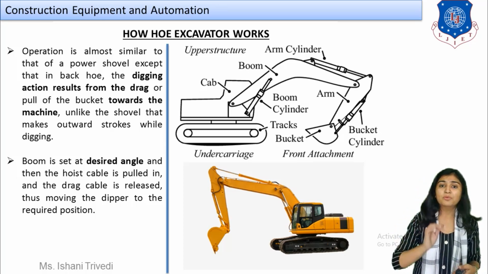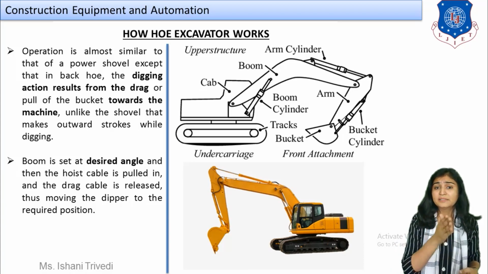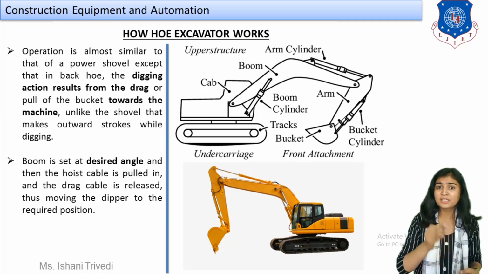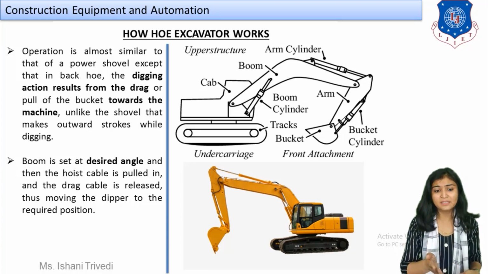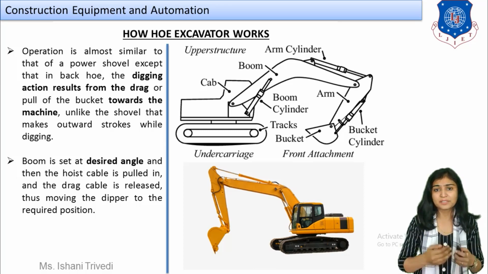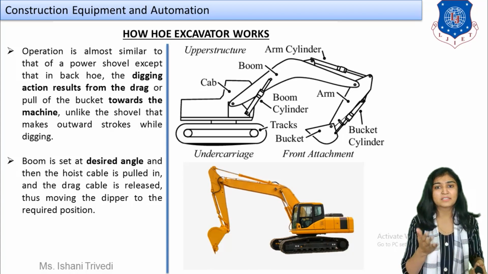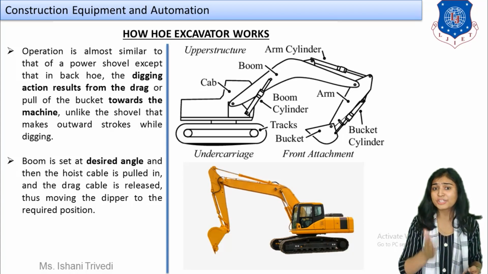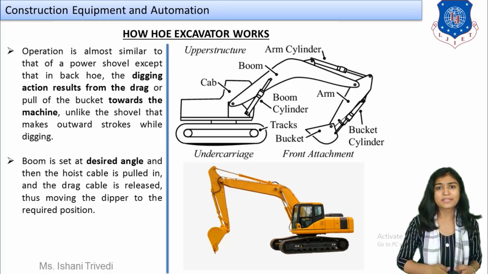Now the boom stick is set to an angle. It was also one of the factors affecting the output of the power shovel, that you have to set the necessary angle for the boom stick to perform your work. So here again you can set it at the necessary angle, and the hoist cable is pulled in and the drag cable is released and the work is done. The operating mechanism is just the same as the drag line over here. We just don't have the dragging chains, we just have the hoist cable. This is how the operation of the hoe excavator is done.